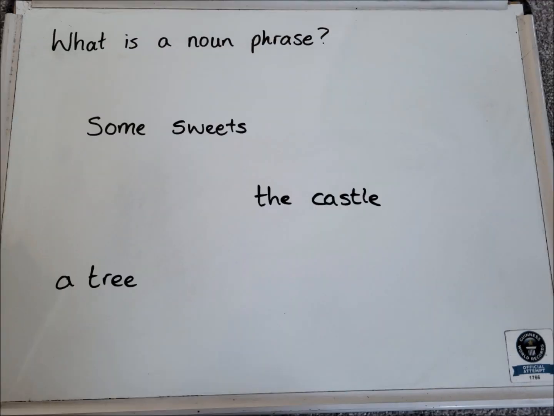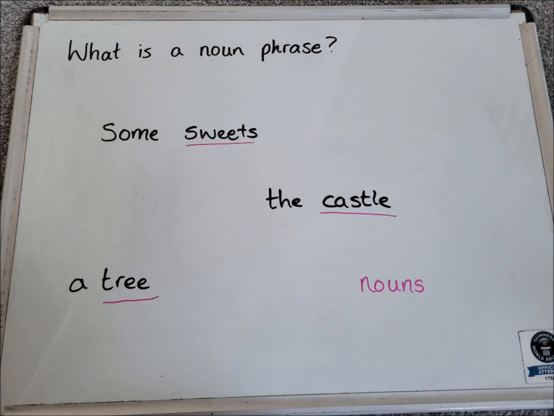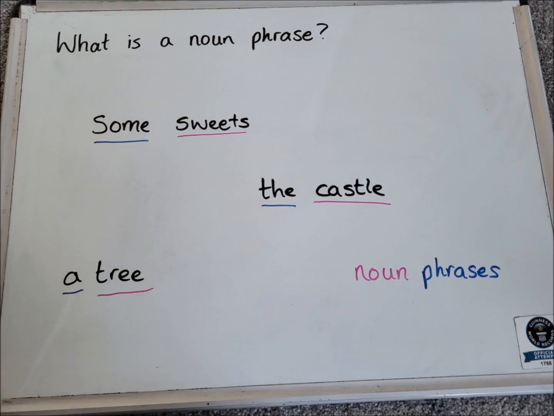On the screen just now I have three phrases for us to look at: some sweets, the castle, a tree. Sweets, castle and tree are all nouns, which means that the words in front of them, some, the and a, help to make up simple noun phrases. Now because we're in primary 6 and 7, we can make our noun phrases a bit more exciting, but these are the very simple basic noun phrases that we would see.